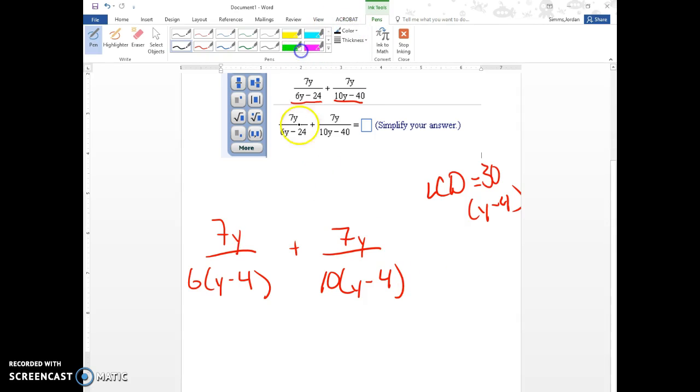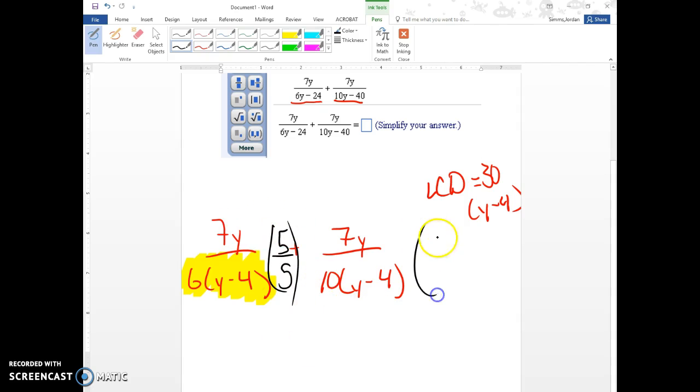So we could ask ourselves, okay, if I take a look at this guy here, what do I need to multiply that by to get 30? Well, the answer is 5. 5 over 5, right? Because 6 times 5 is 30, and all of this is factored. We'll just leave it in the brackets anyway. So that's great. We'll do that.